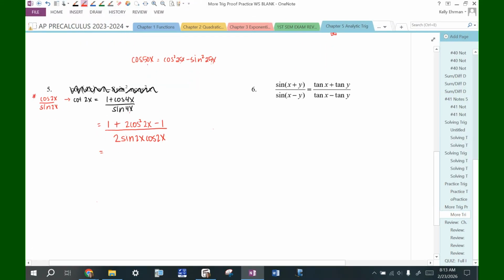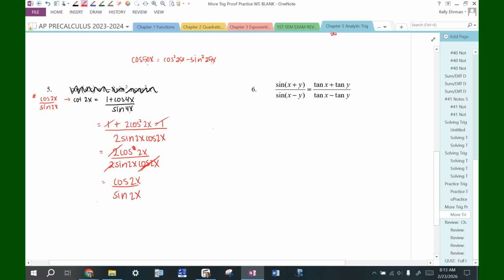Okay, so picking the cosine only version was helpful because the ones will cancel out. And then if you just have 2 cosine squared of 2x over 2 sine of 2x cosine of 2x, because there are no separate terms, this is a single term over a single term, you can cancel a lot more. The 2's cancel. This cosine 2x cancels with this one.